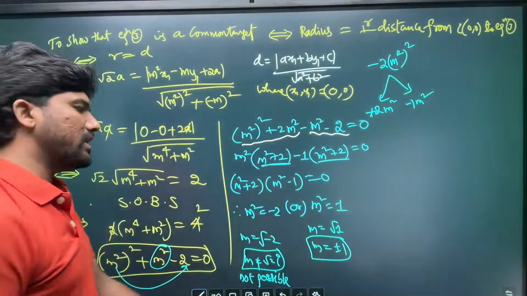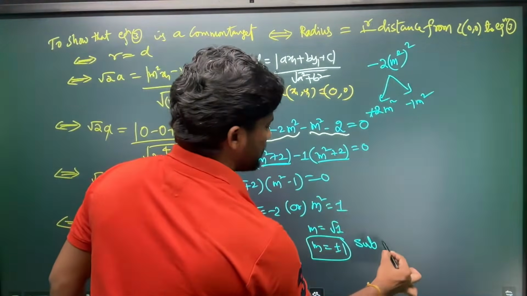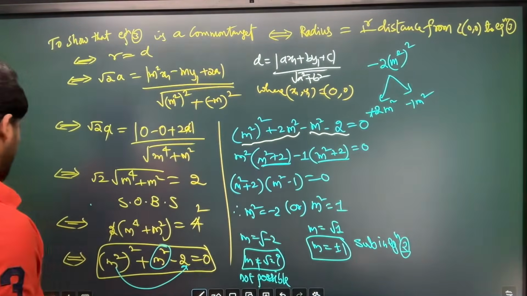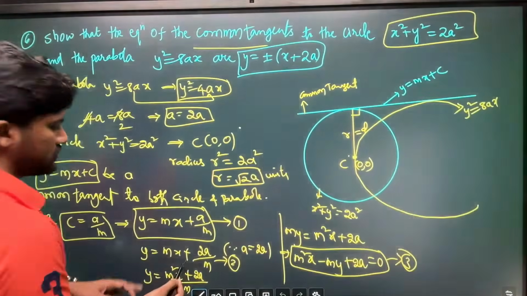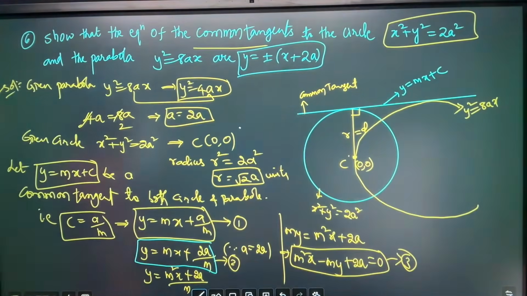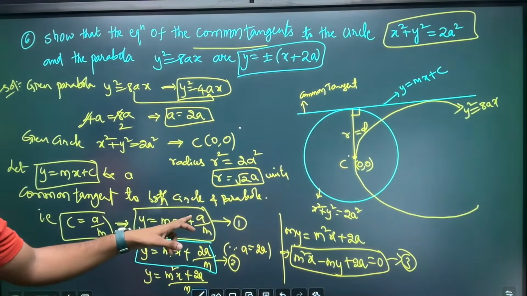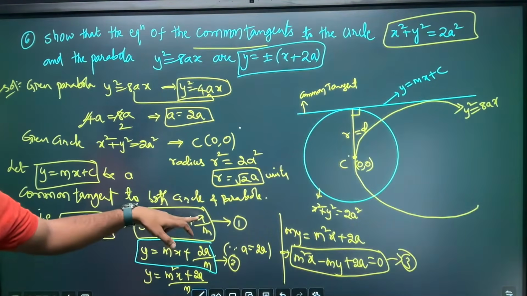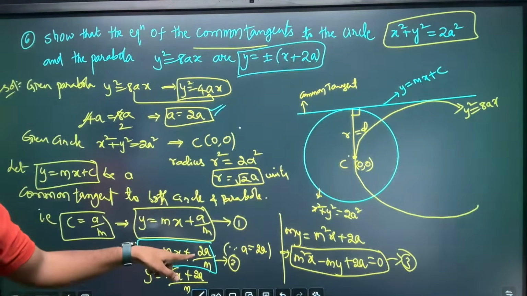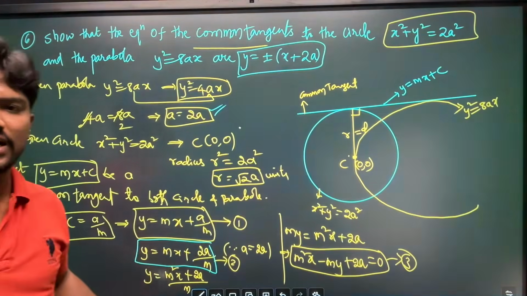Substitute this m value in equation number 2. So what is equation number 2? Look here, this is equation number 2: y is equal to mx plus 2a by m. Why are you not substituting in equation number 1? In equation number 1 small a is there, but here we have small a equal to 2a. After substituting small a as 2a, then we have to take the condition.